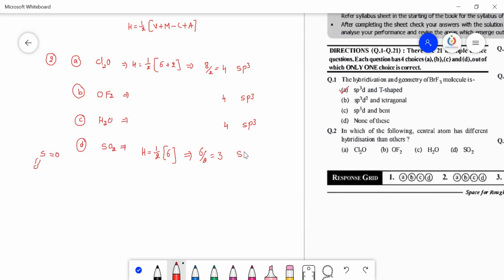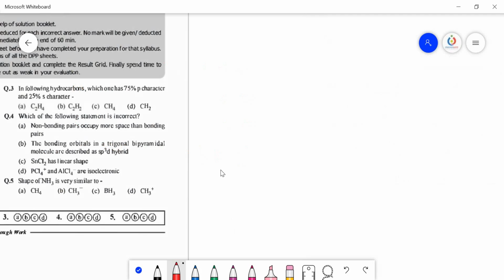3 means 3 hybrid orbitals, that is 1 s orbital, and the remaining 2 are p orbitals, so that is sp2 hybridization. So the one that has a different hybridization than the others is SO2. So option D is correct.